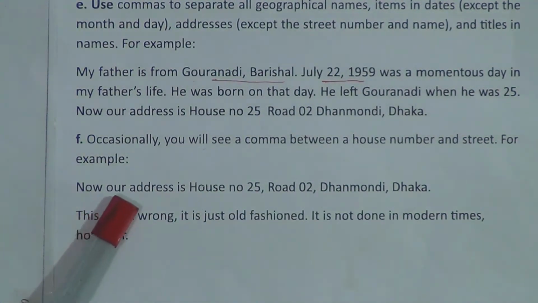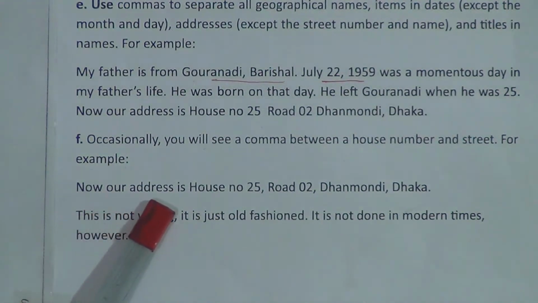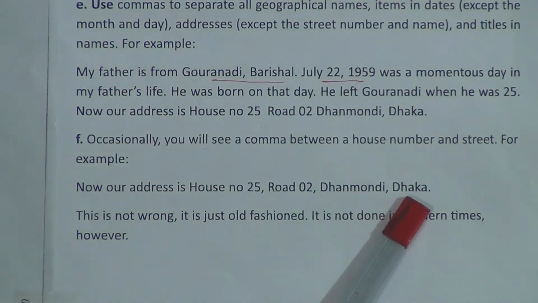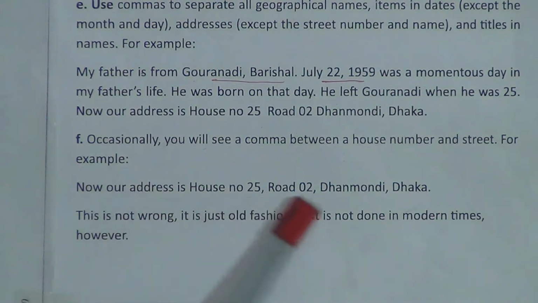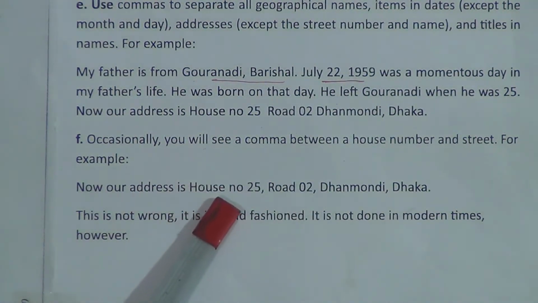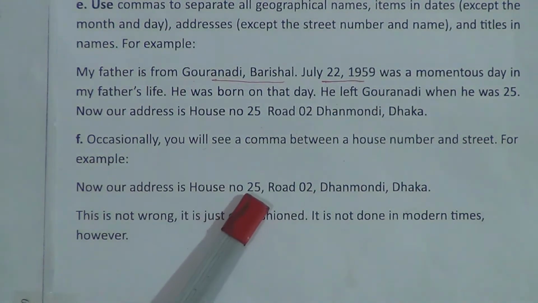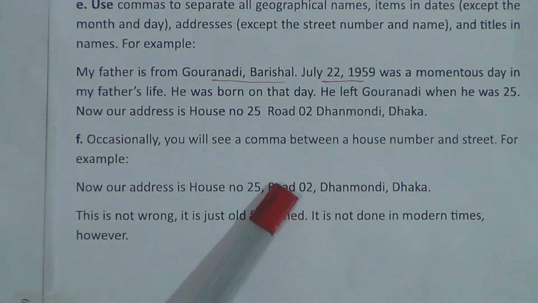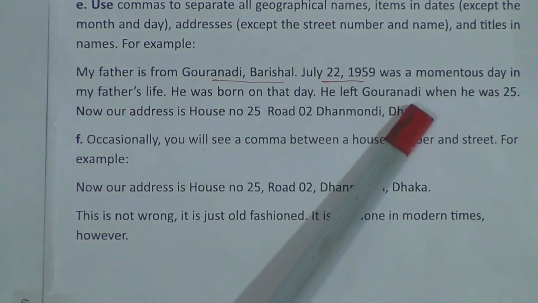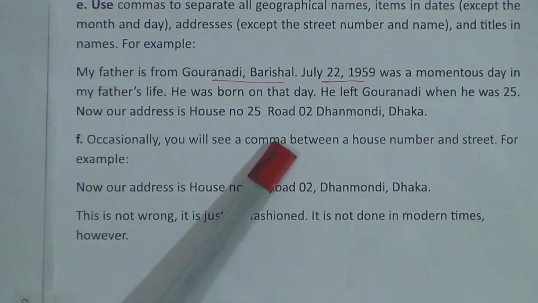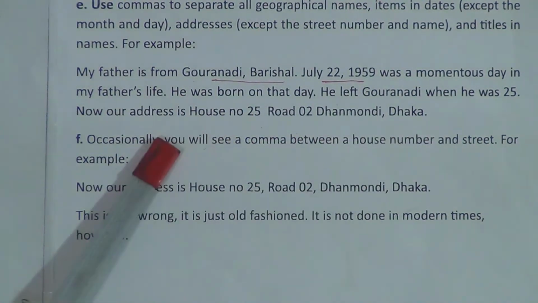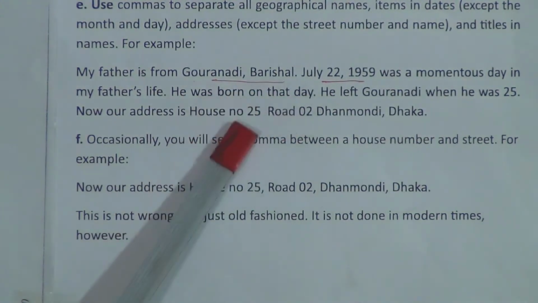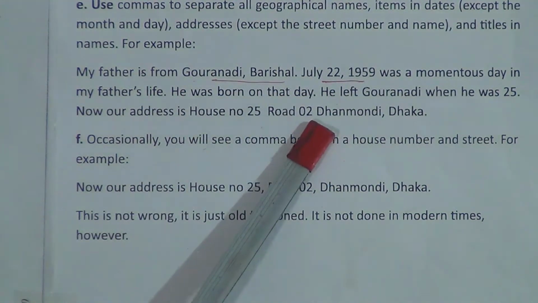Now look at number 8. Now our address is house number 25, road 2, Dhanmondi, Dhaka. And this is also correct. You can also put a comma between the house number and the road number, but it is old fashioned, and this one is the modern. In modern times we use these rules. We don't use a comma between the house number and the road number.